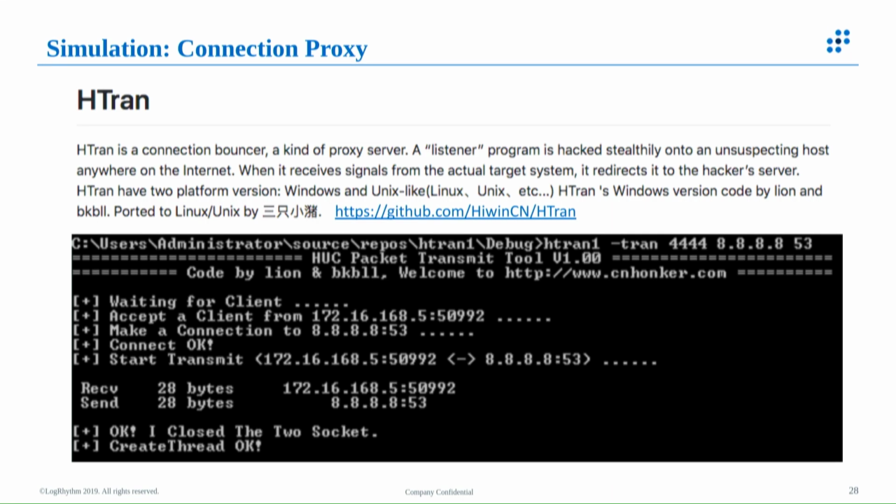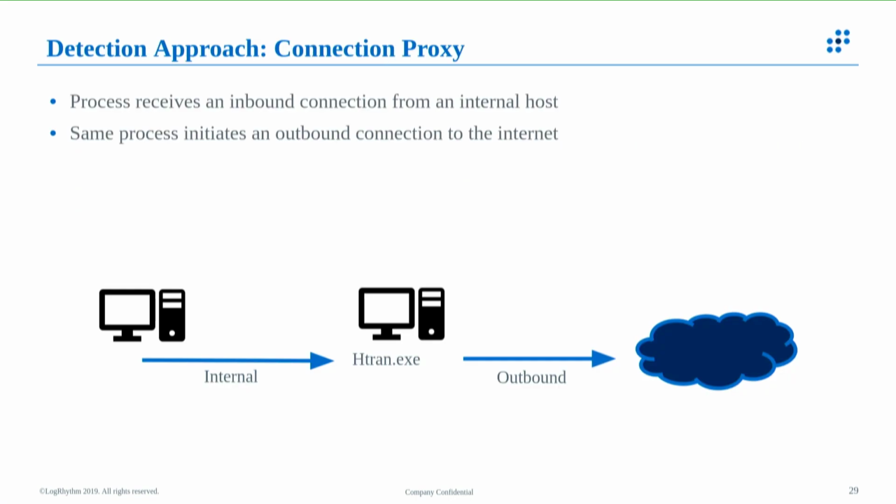Yeah, HTRAN is just a utility you're able to use to set up a connection proxy. So what you're seeing in the screenshot below is you start the HTRAN process on a machine. It sets up a listener on a given port, and then another machine can connect to that port and proxy traffic through to a different destination. Cool. Yeah, so in this example, it's pretty straightforward: you're using HTRAN to communicate between an internal segment and outbound to the internet.